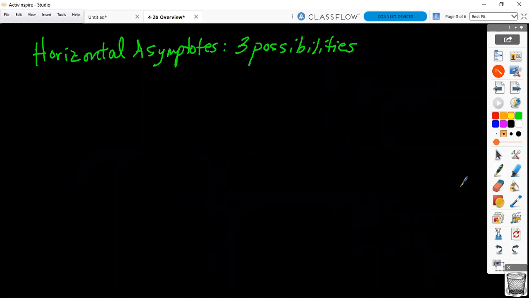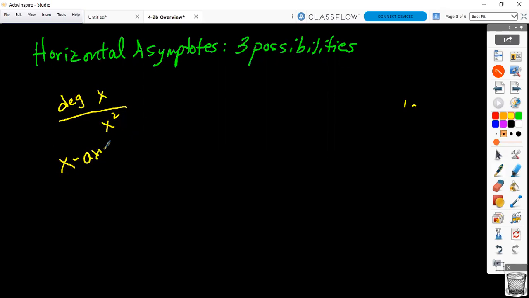So what are the three different possibilities that you have to be able to do for your horizontal asymptotes? Remember what we said before. If you have the degree on top, like an x, and then down here an x squared, when you go to infinity, that's going to have an infinity on the bottom. So that's going to be the x-axis, or when y equals 0.